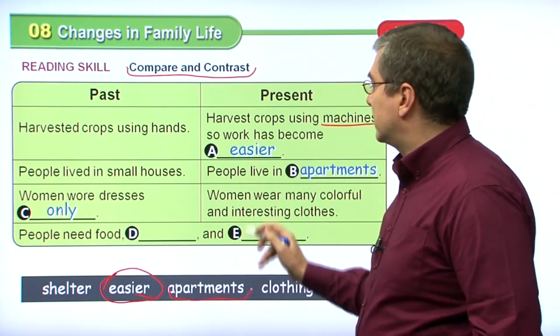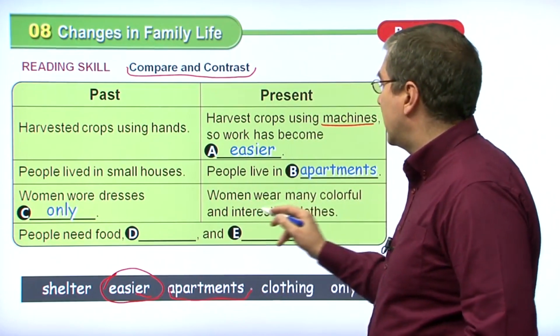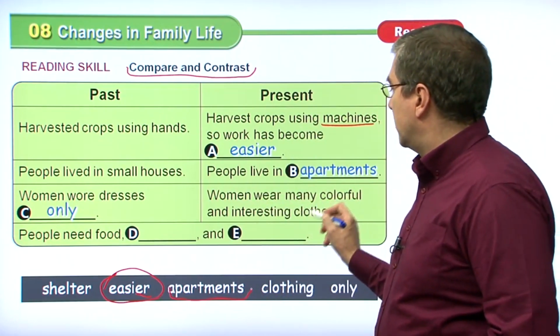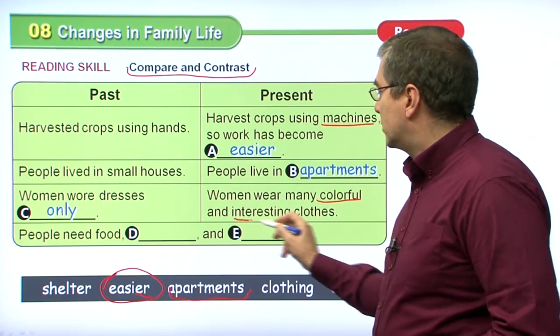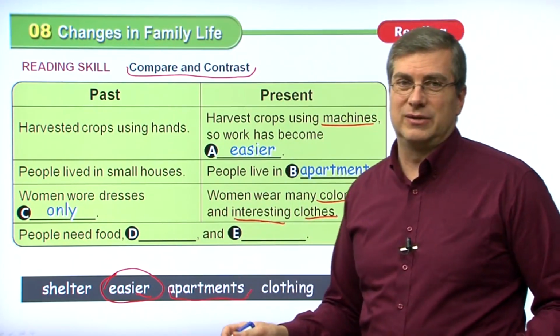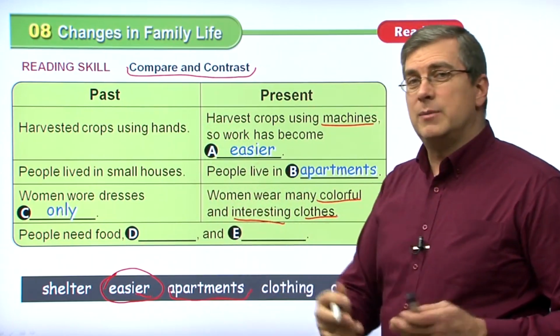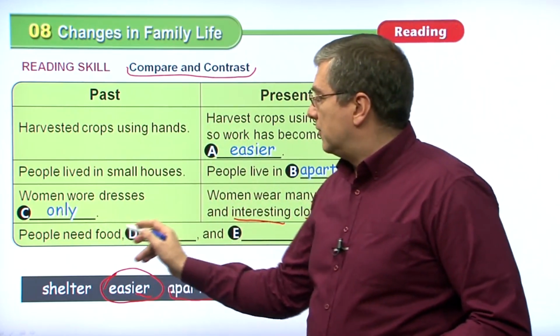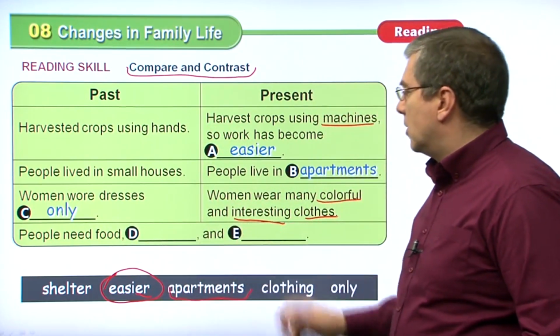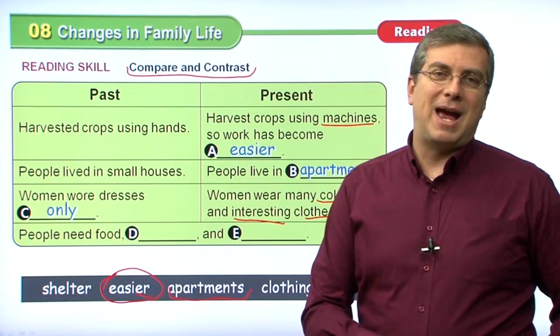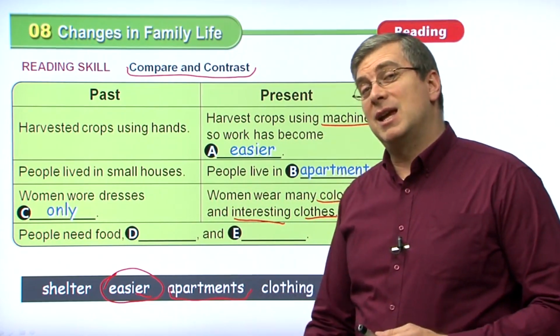But now, in the present, women wear many colorful and interesting clothes. Many colorful and interesting clothes, not just dresses, right? So that's a difference. These are all differences. What's something similar? People need food, beep, and beep. What do people need in the past? And they need the same thing in the present.